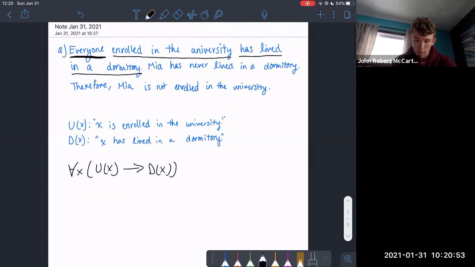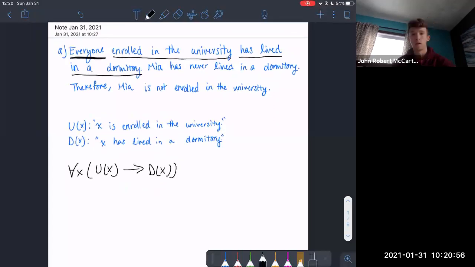Another way that I like to think about this is we're restricting the set of everyone to a specific subset of those people. And that subset is the people who have enrolled in the university. So this premise here is restricting our domain to a certain set of people who have enrolled in the university. Okay, so that's one premise. Again, our goal is to translate this into logical expressions so that we can use natural deduction to justify whether this is correct or not.